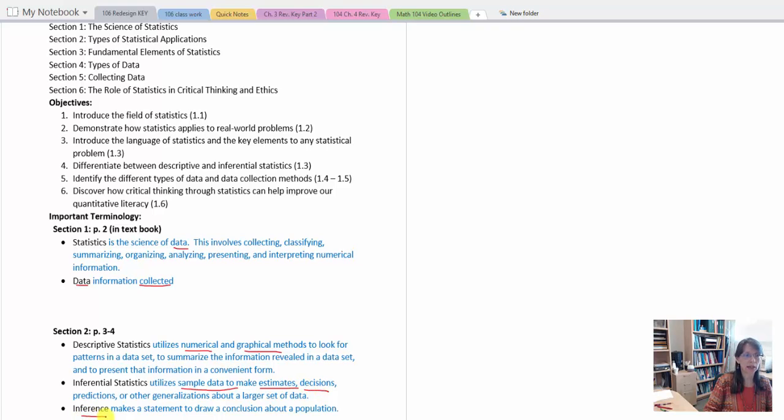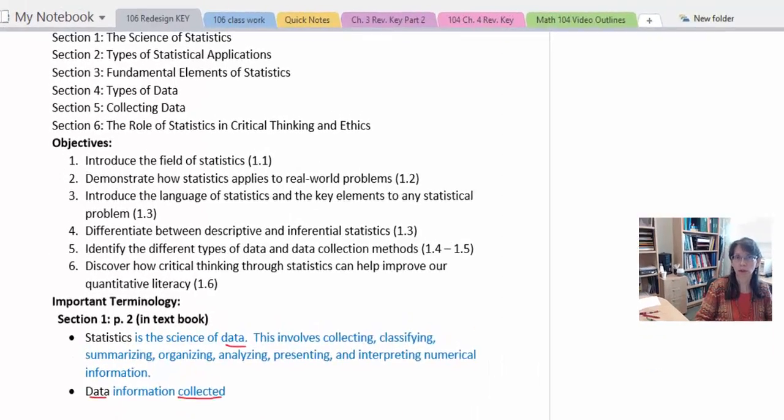And finally, an inference itself makes a statement to draw a conclusion about a population. So we're going to take our information gathered from a sample and then be able to make a prediction or conclusion to the general population. Next, we'll look at a reference for classwork.